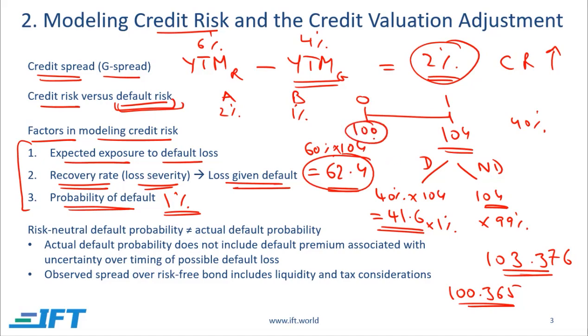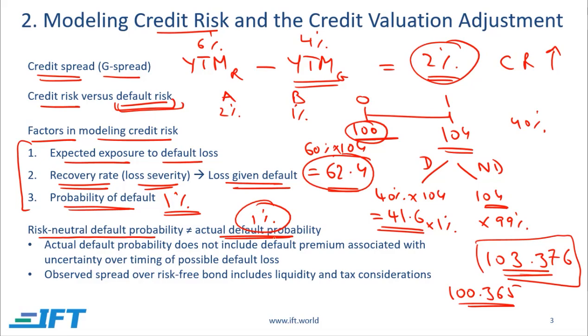Why is that? The reason is that in coming up with this future value, we took the actual default probability of 1%. In order to come up with the observed value of 100, we should use the risk-neutral default probability. So what is the distinction between the risk-neutral default probability and the actual default probability, and why are they different?